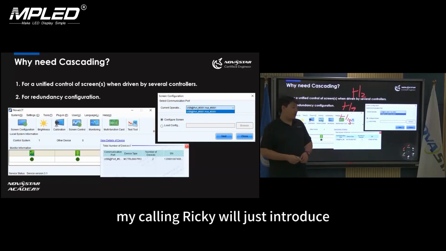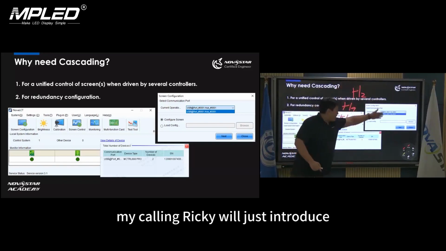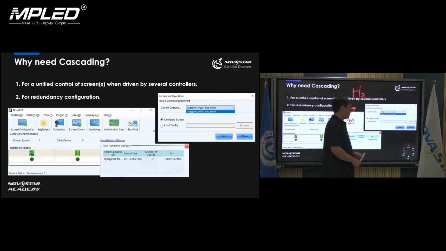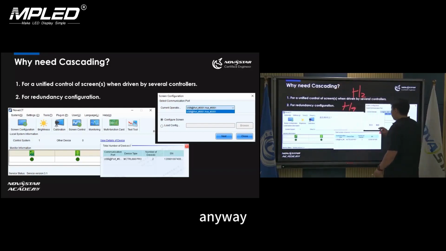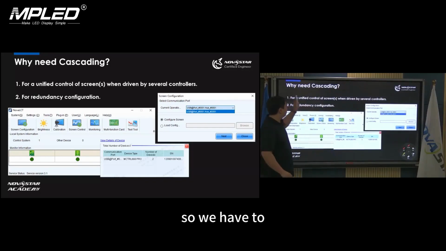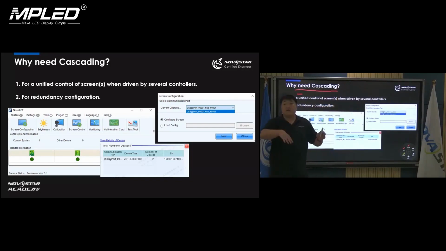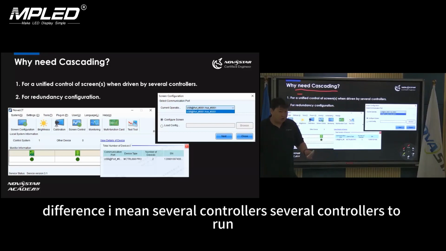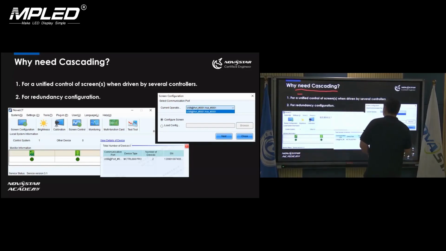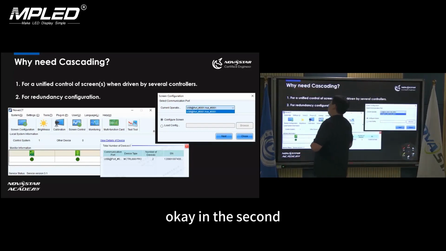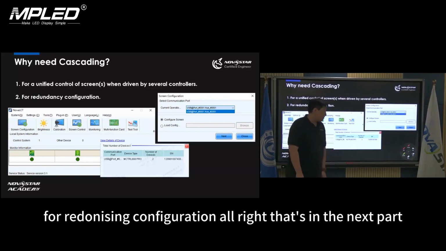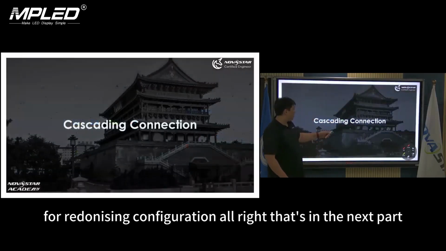And tomorrow, my colleague Ricky will introduce those kinds of flagship products, the H series. But anyway, for now, we don't have so much stock, right? If we don't have stock, we have to cascade several controllers to run the project. Okay, and the second is for redundancy configuration. All right, that's the next part.